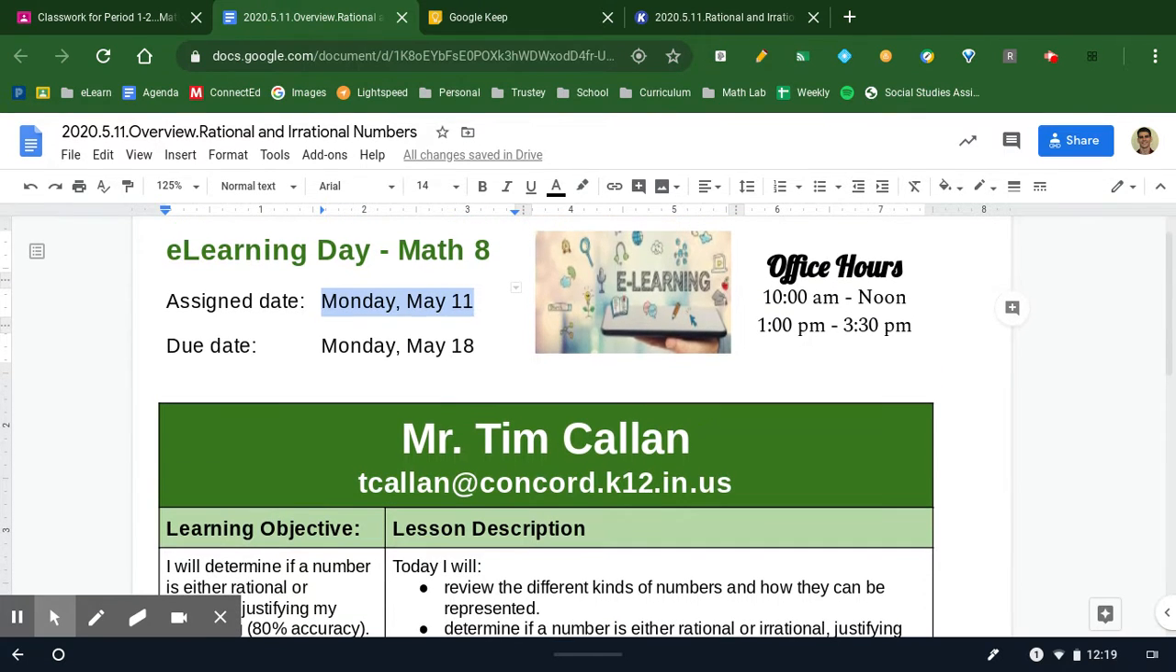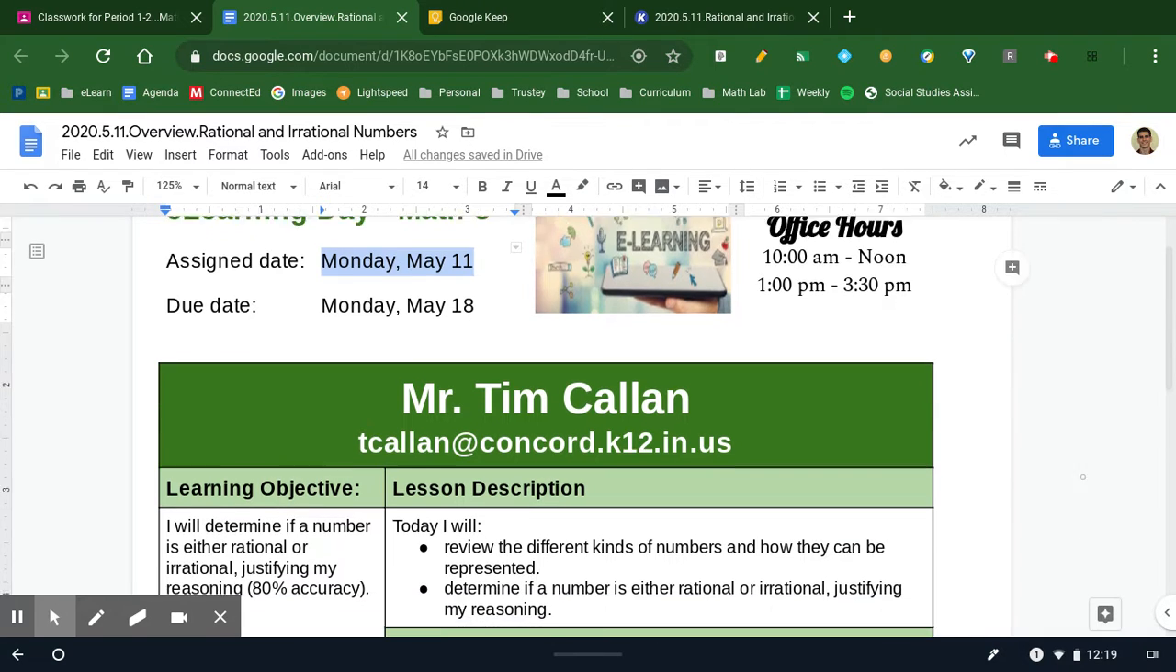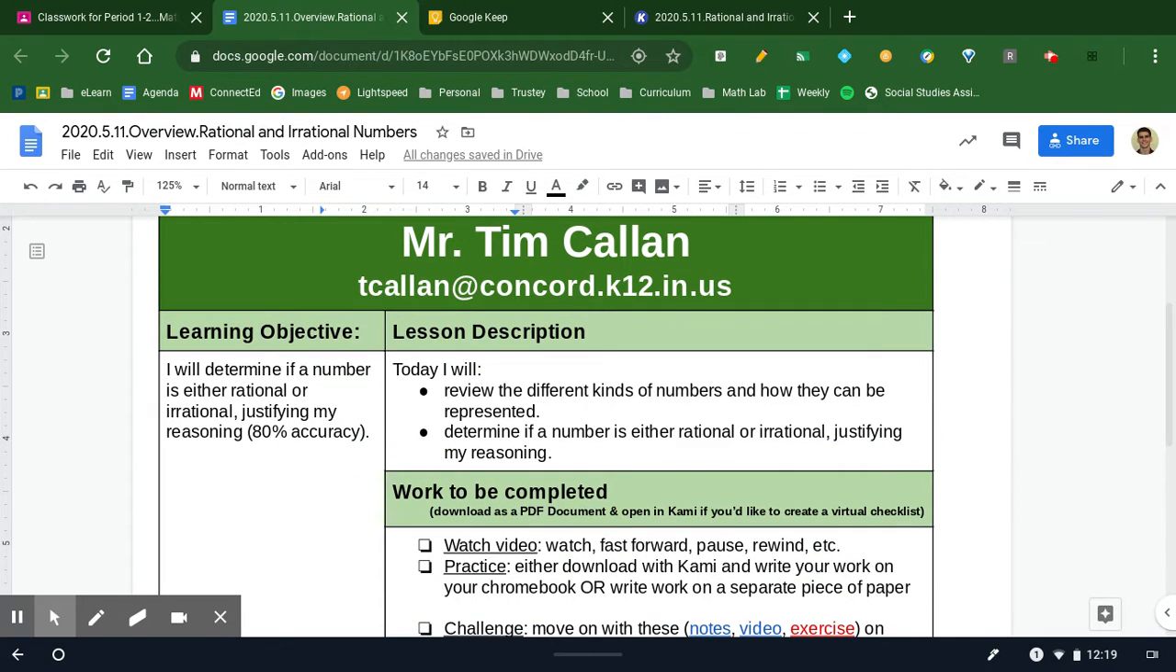Again, this is from Monday, May 11th, and the objective: I will determine if a number is either rational or irrational, and I should be able to justify my reasoning. So we're going to briefly review different kinds of numbers, why we have different kinds of numbers, and determine then if either a number is rational or irrational.